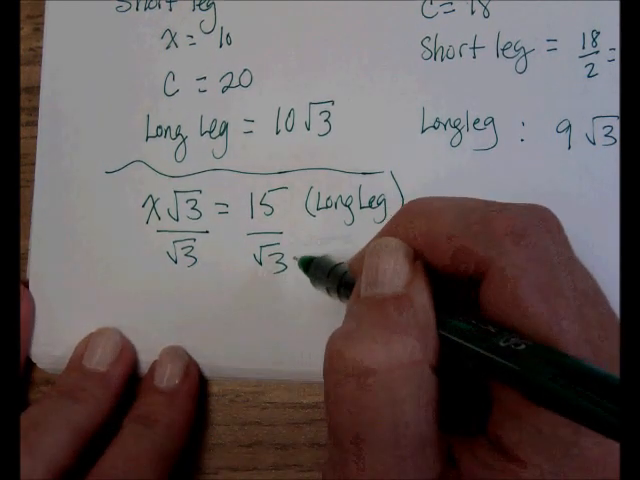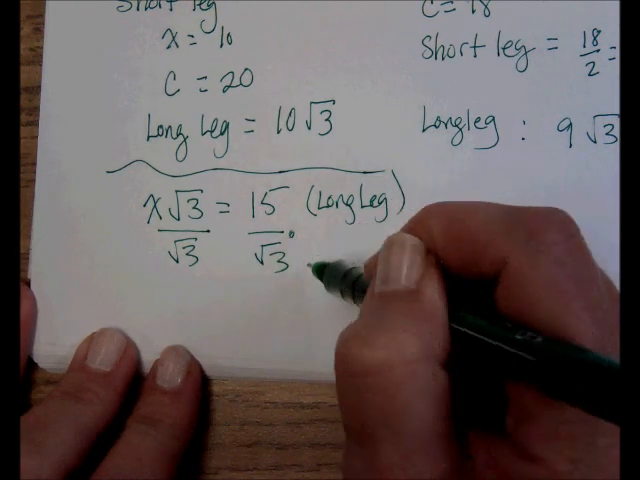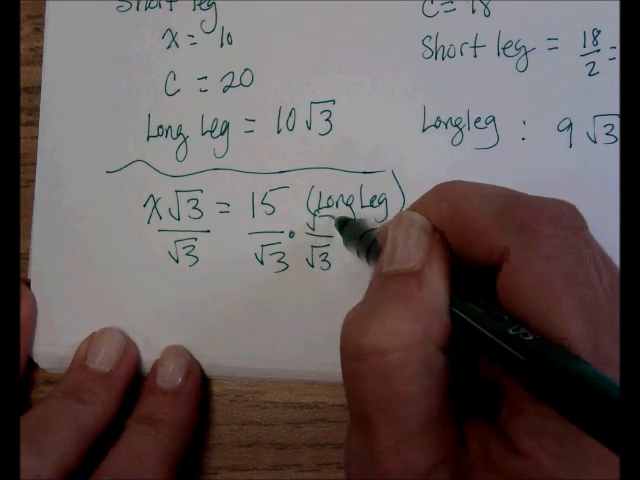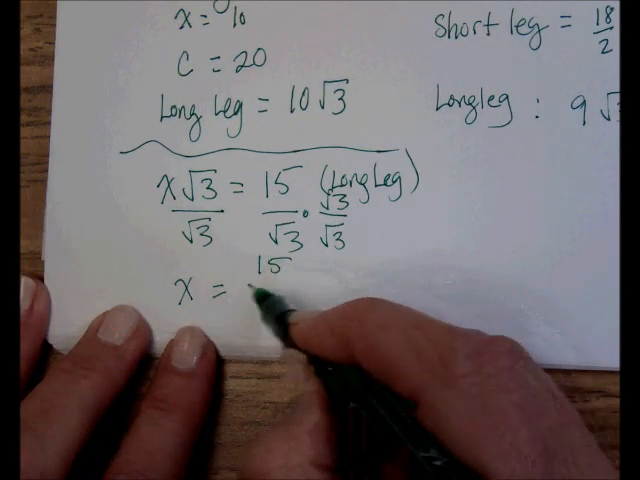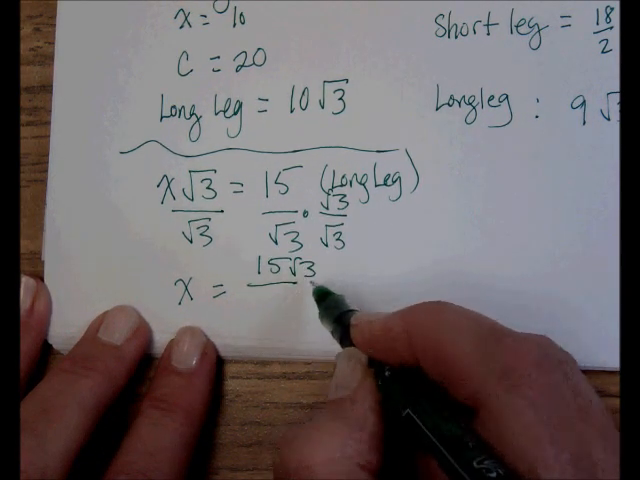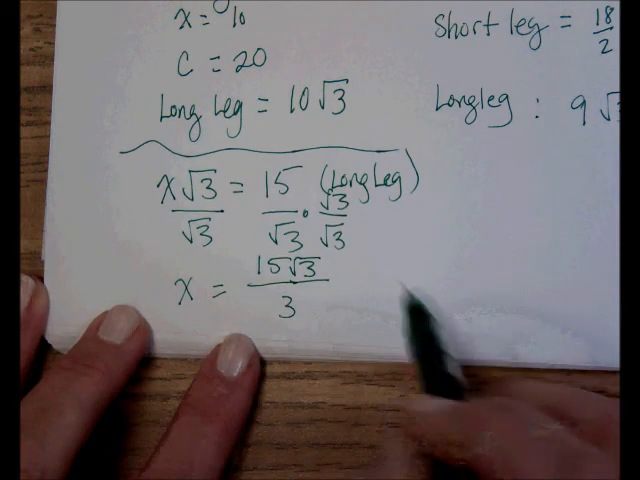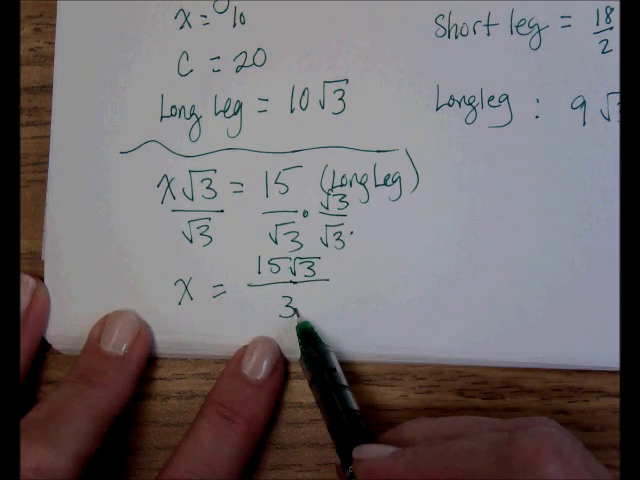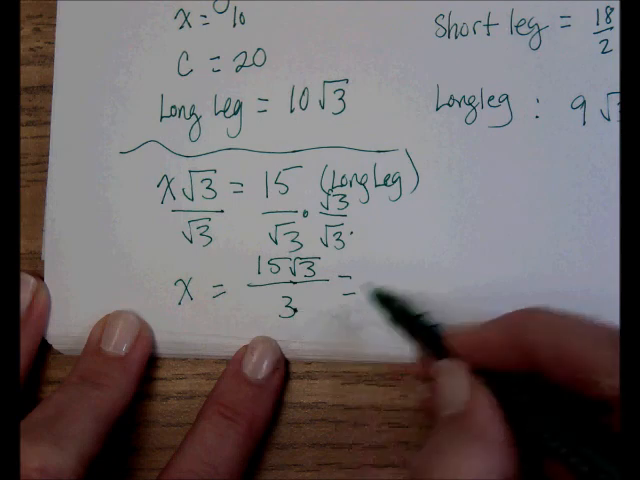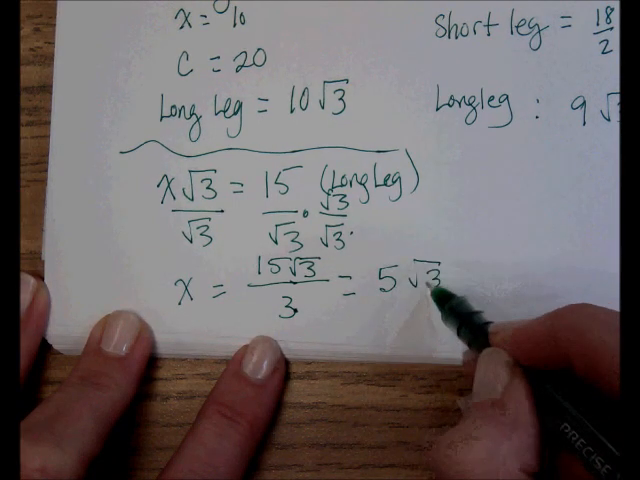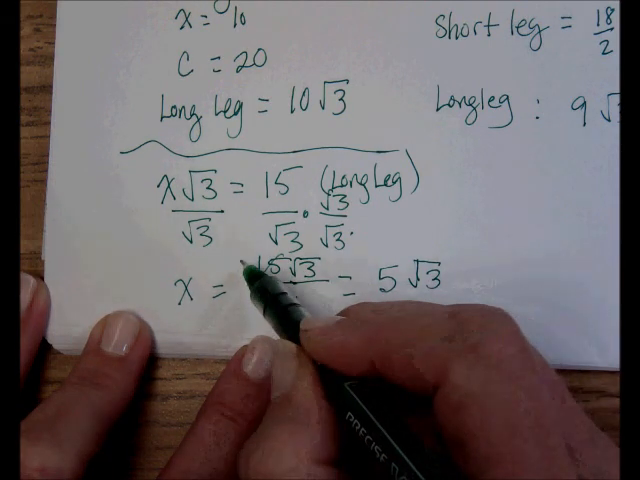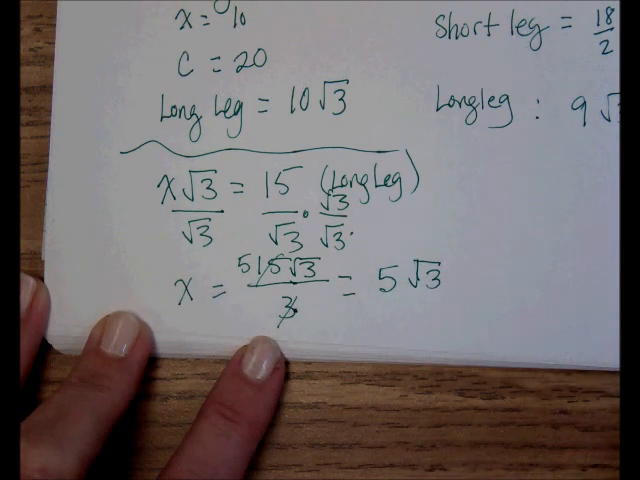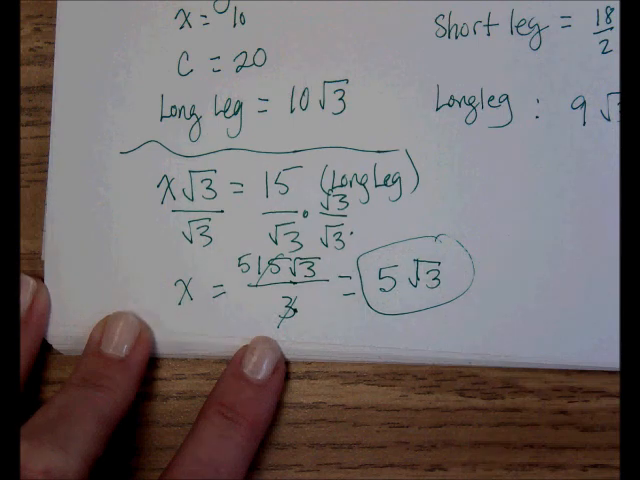And then when I do that, I can't have a radical in the denominator. So it becomes x is equal to 15 radical 3 divided by 3, because the square root of 9 is 3. And then I can simplify from here, and it becomes 5 radical 3, because I can simplify and say 15 divided by 3 is 5. So that's kind of how you solve that.